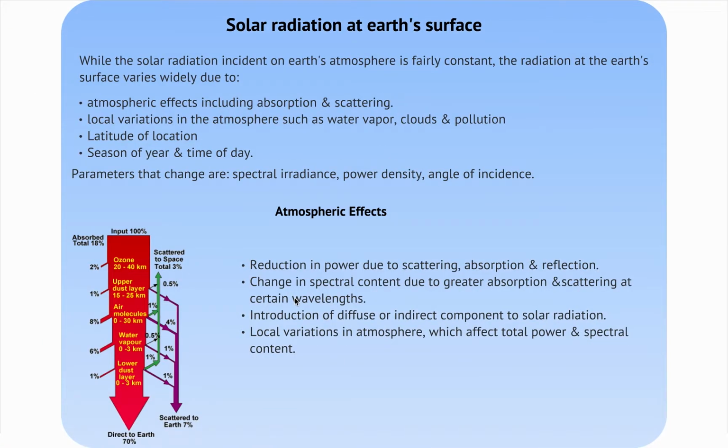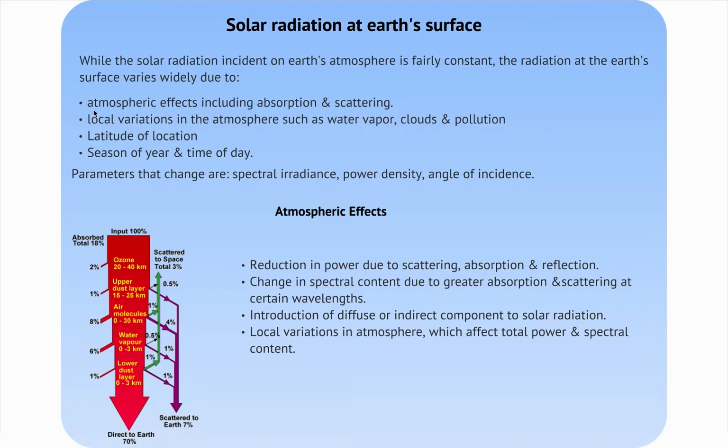So just to understand the physics of what's happening, solar radiation on the Earth's surface: while the solar radiation incident on Earth's atmosphere is fairly constant, the radiation on the Earth's surface varies widely due to atmospheric effects, including absorption and scattering, local variations in the atmosphere, such as water vapor, clouds, pollution, latitude of location, so where is it located on the Earth, season of year, time of day, obviously.